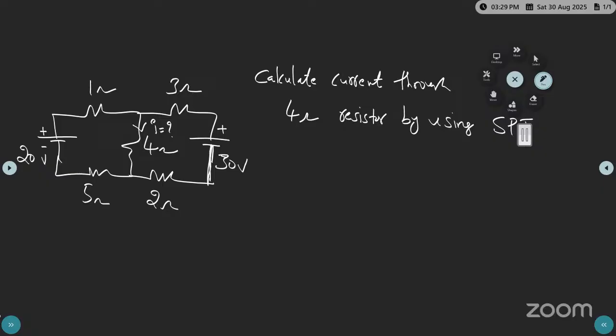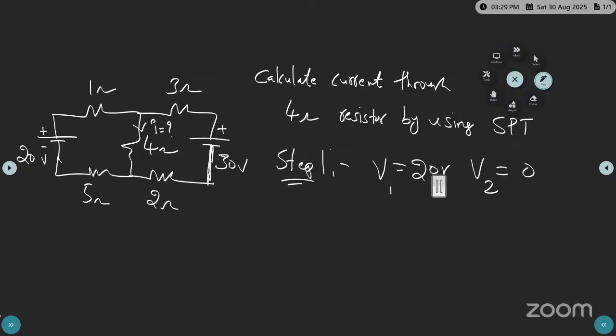Okay, simple. V1 is 20. V2 is 0. Okay, V1 is 20 and V2 is 0.